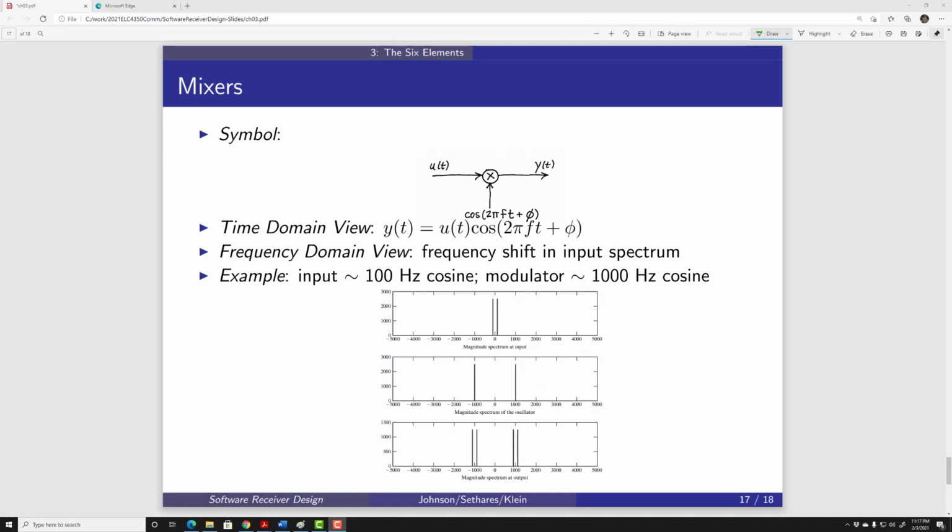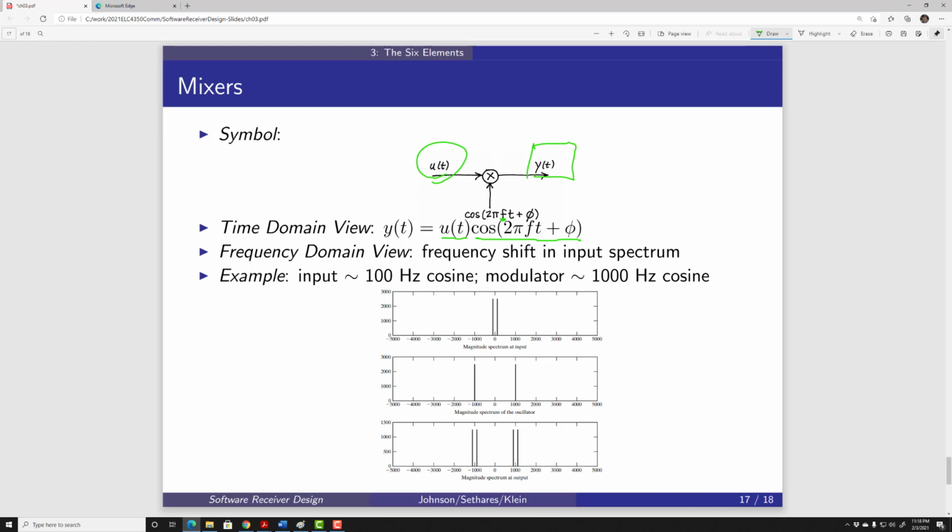The next element is the mixer. The mixer is a multiplier. So we have a signal u(t) multiplied by another signal. In this case, we are using the mixer as an upconverter. So we upconvert using a carrier frequency of f, multiplied by cosine of 2 pi f t plus an initial constant phase phi. That gives me the output y(t). A mixer is a function multiplied by this cosine function.